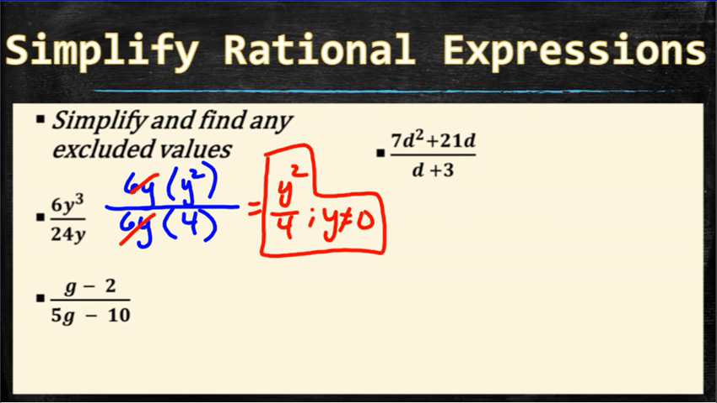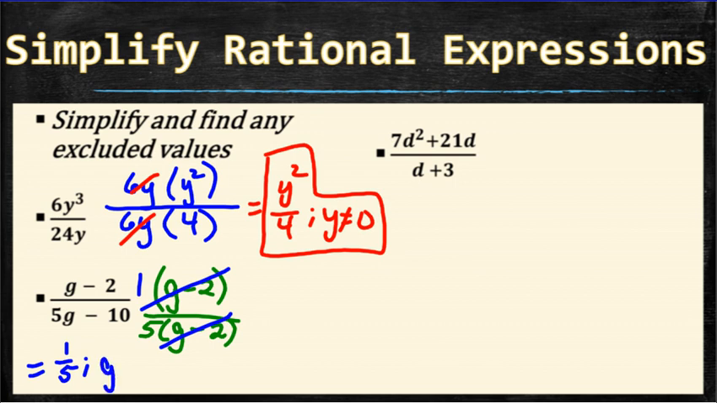Next problem, g minus 2 divided by 5g minus 10. I can't factor anything out in the numerator, so that stays as g minus 2. The denominator I can factor out a 5. 5g divided by 5 is g. 10 divided by 5 is 2. I know g minus 2 cancels out. That leaves me with a 1 on top. So my answer is 1/5.